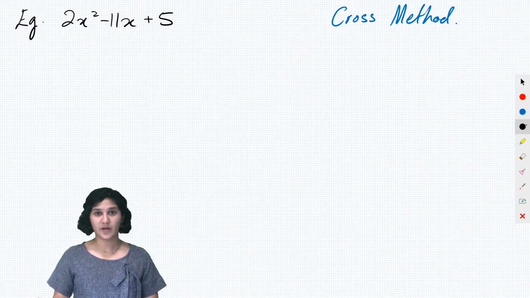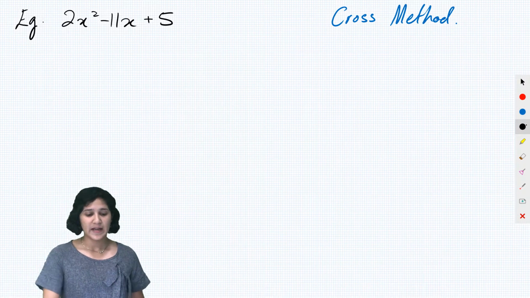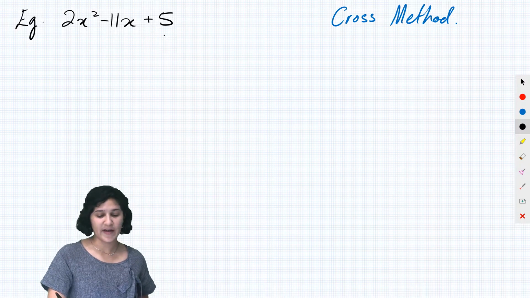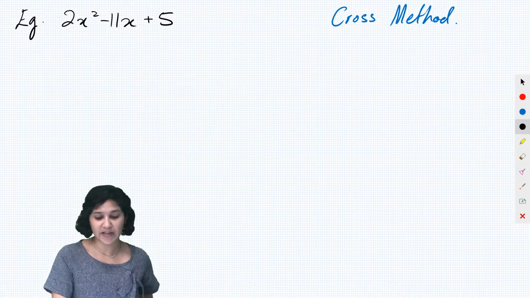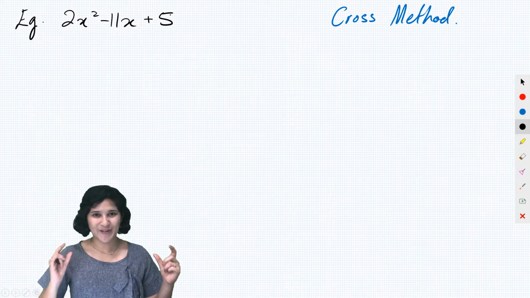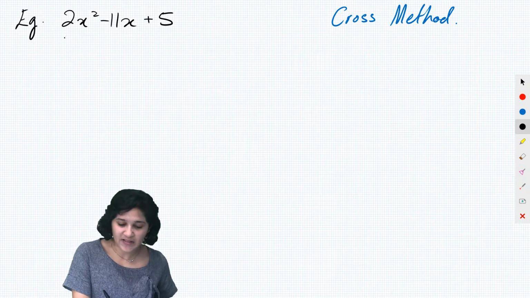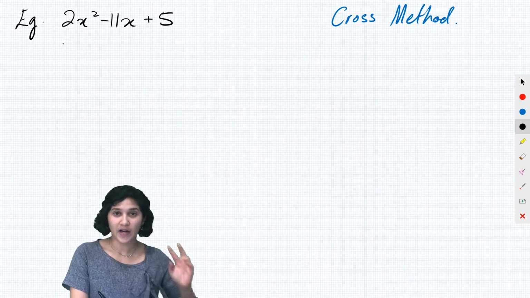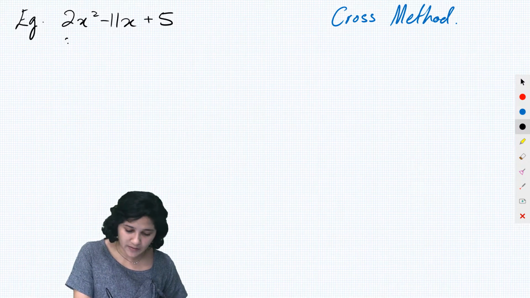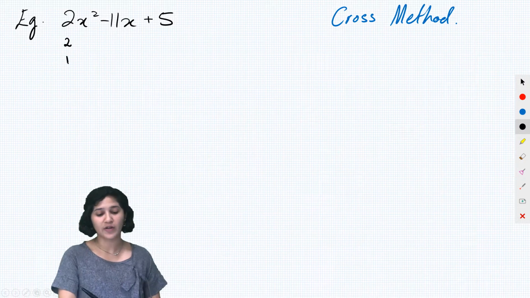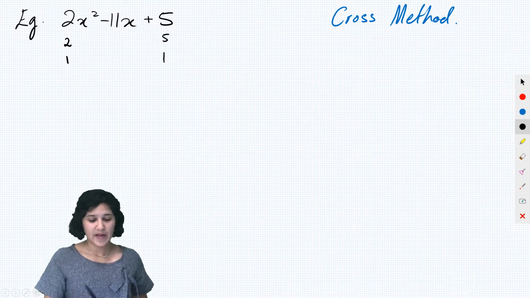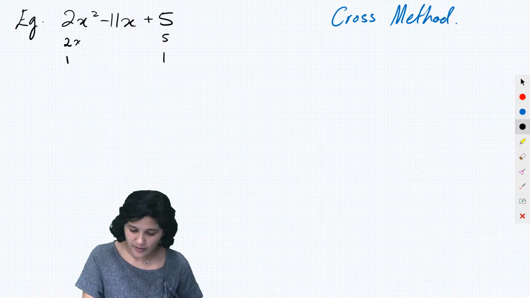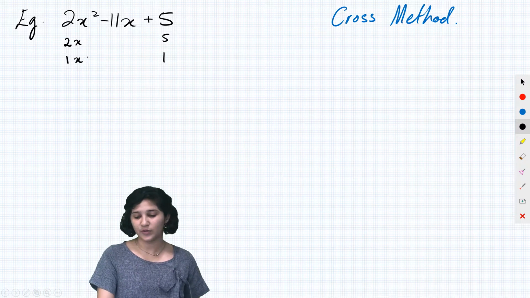So for the cross method, what I start off by doing is factorizing A and factorizing C. In this case it's pretty easy because both of these are prime numbers, so there's only one set of factors that it can be. So the factors of 2 are 2 and 1, so I'm going to write them nice and small just below the number, and the factors of 5 are 5 and 1. If we like, we can go 2x and 1x.